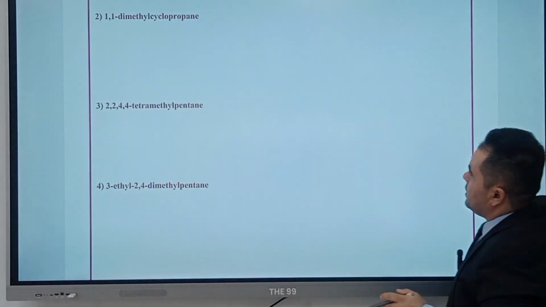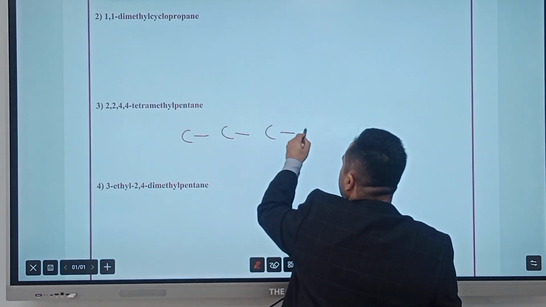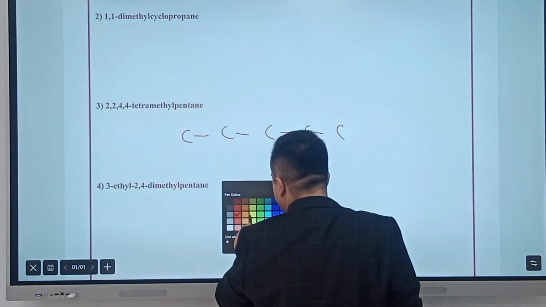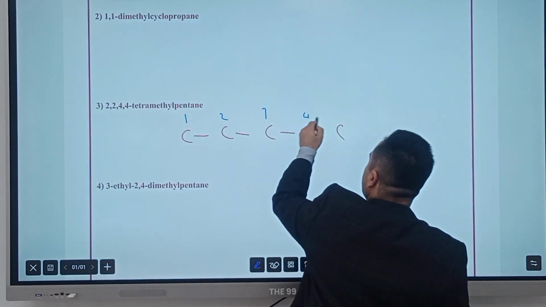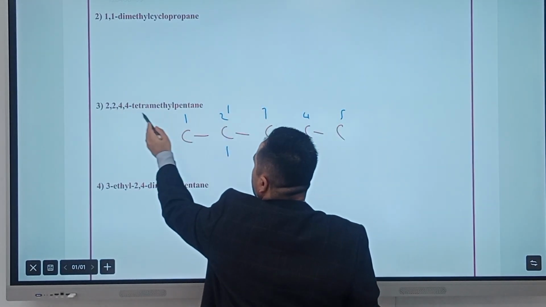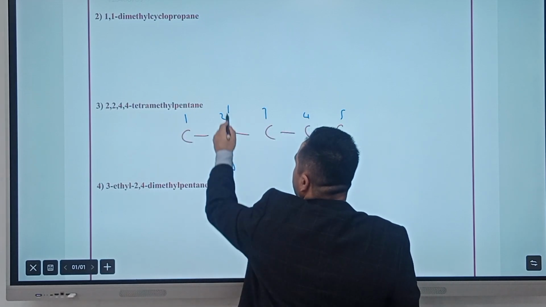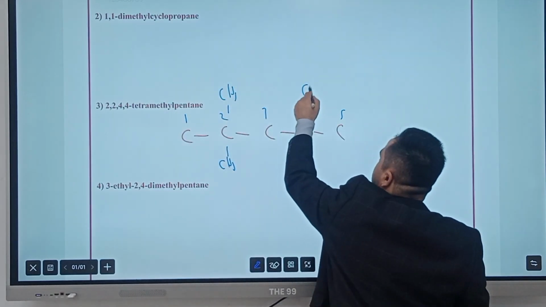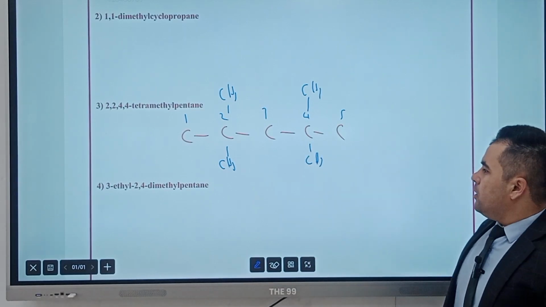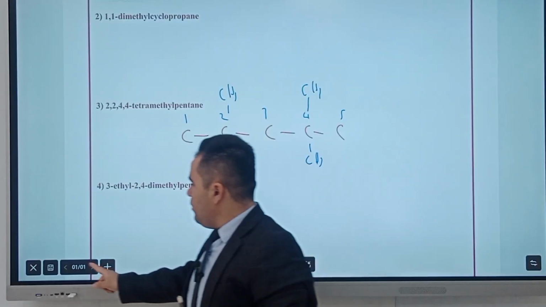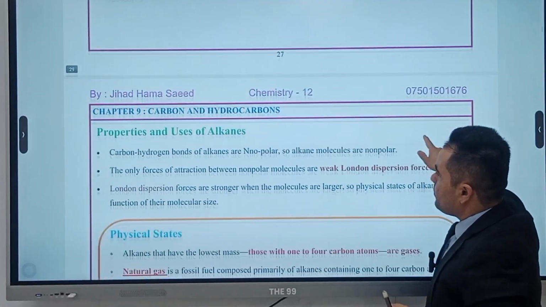More questions. Let me solve. Pentane, it is 5 carbons: 1, 2, 3, 4, 5, and then 1, 2, 3, 4, 5. On the second, what do we have? Methyl. On the fourth, 2-methyl. CH3, CH3, CH3, CH3. That's how we can draw the structure for those names, guys.